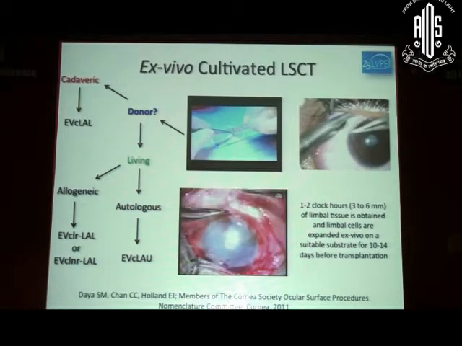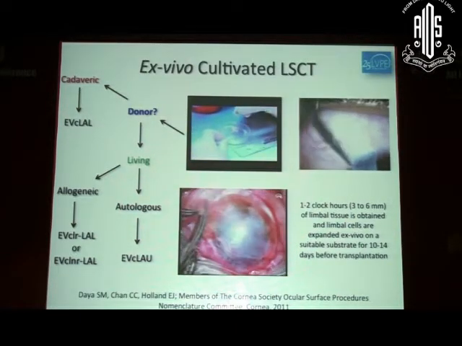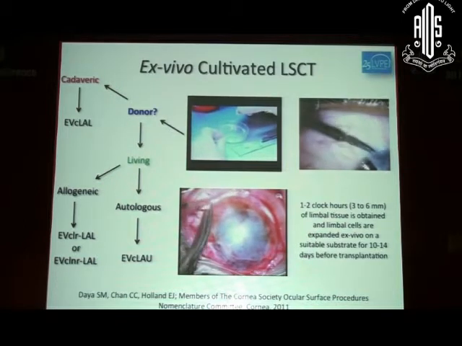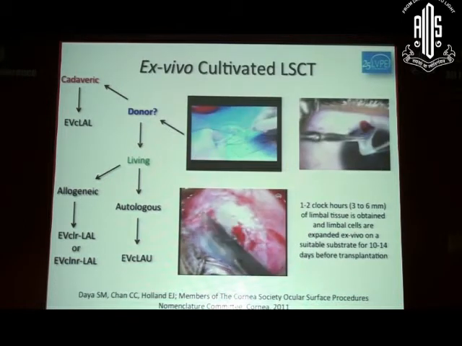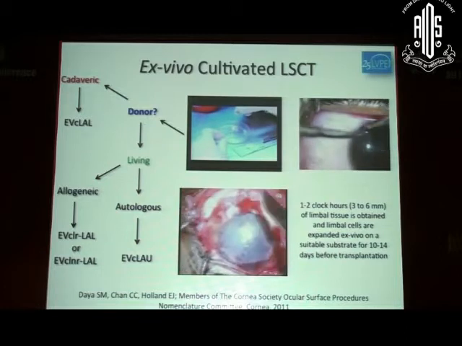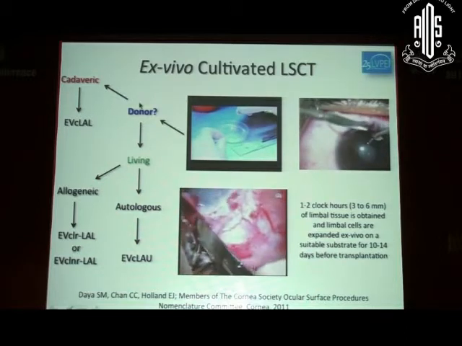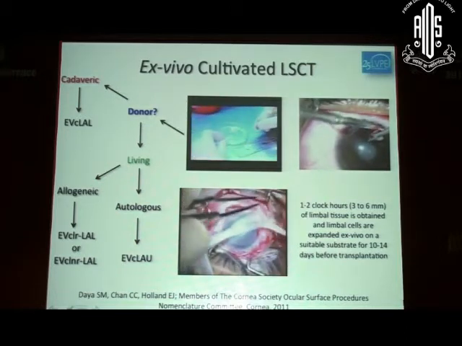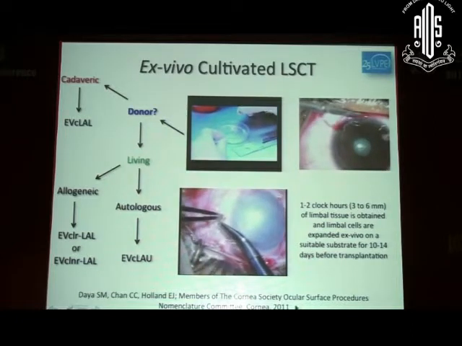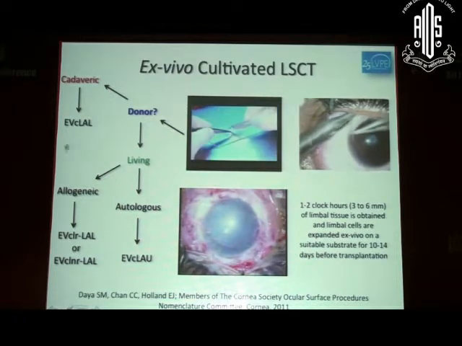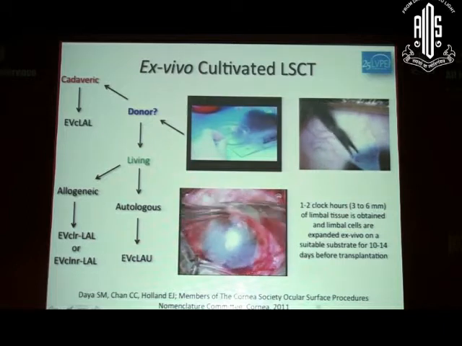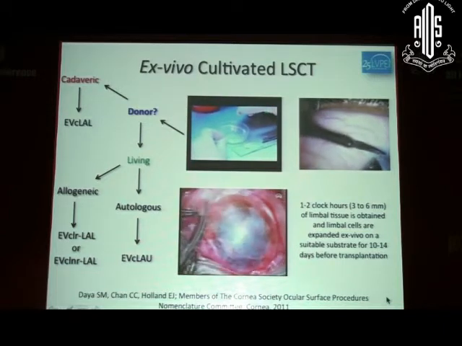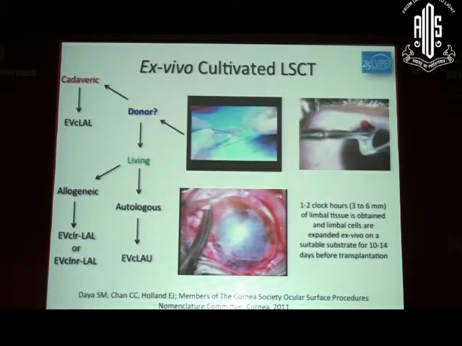So you can work around this by doing a cultivated transplant where you take only a small amount, only 1 clock hour, so there's hardly any chance that you're going to damage the limbus because you're taking so little tissue. There again, the nomenclature depends on where you take the donor tissue from. The Cornea Society says that we should call this procedure by these very complicated names, but we usually call it cultivated limbal epithelial transplantation or CLET.